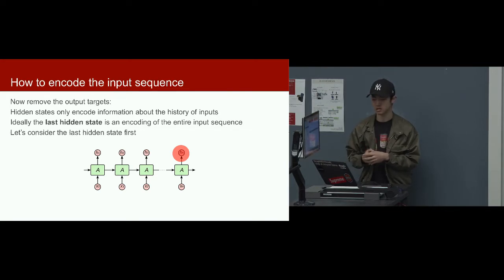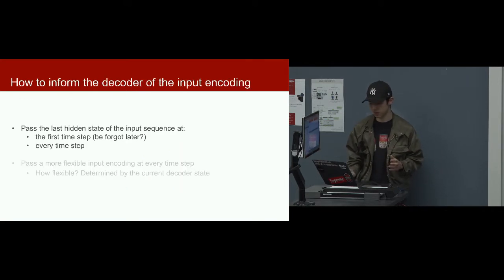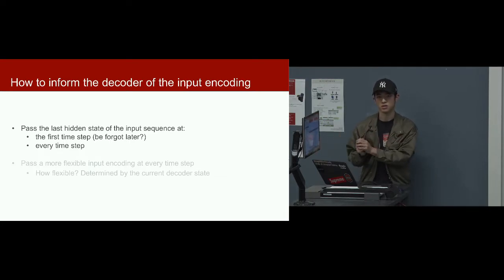So let's just use this one to represent the input encoding, and we try to pass it to the decoder. How could we pass this input encoding to the decoder? One thing we could do is pass it at the first time step of the decoder. We have the encoded input sequence and a decoder here. We have the last hidden state, and we could use it as the first input, with some dummy input for the later steps. We could also initialize the decoder hidden state using this encoder last hidden state.